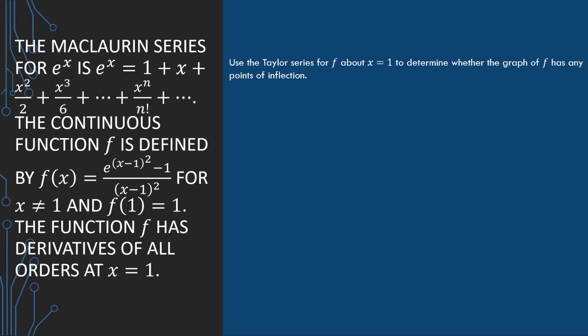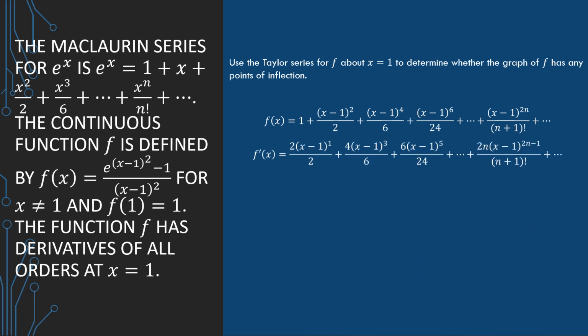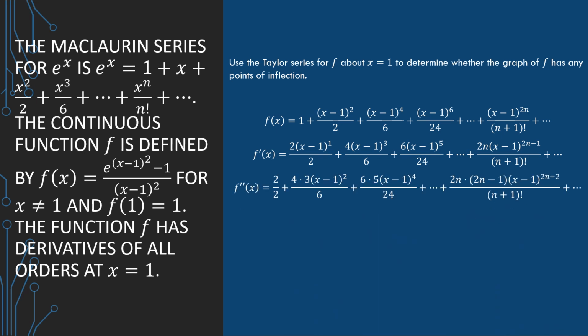All right, so next it says use the Taylor series for f about x equals 1 to determine whether the graph has any points of inflection. So again, I'm starting with my function for f. I know for points of inflection, I have to work it until I get to the second derivative. So I took the first derivative, and then I took that and got the second derivative. Note that I didn't really simplify it because I didn't care to.